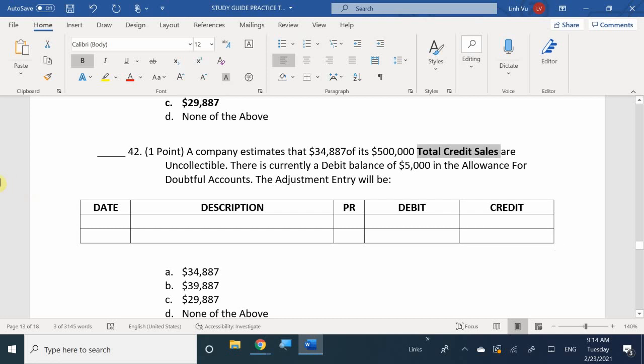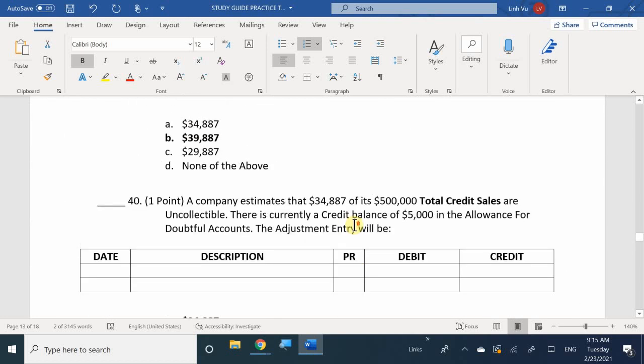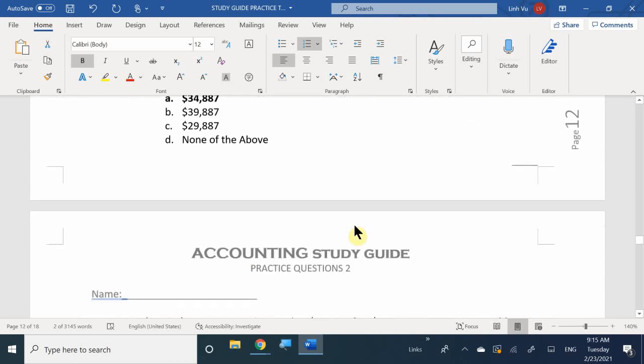This is the income statement. The accounts receivable and the allowance for doubtful accounts don't exist on the income statement. So whatever the amount is that I'm writing off is going to be the amount that I am going to write off. We don't care about the allowance for doubtful accounts because it doesn't exist on the income statement.